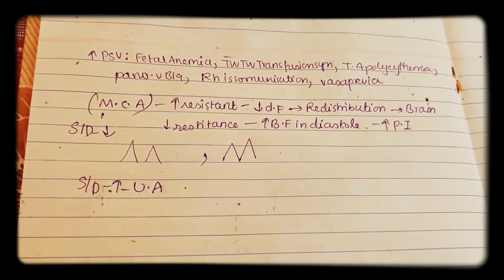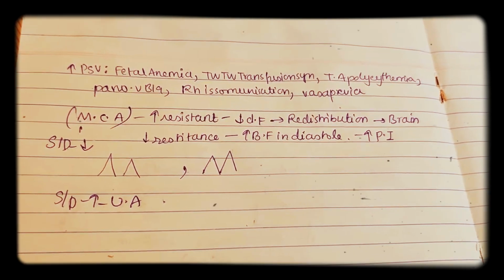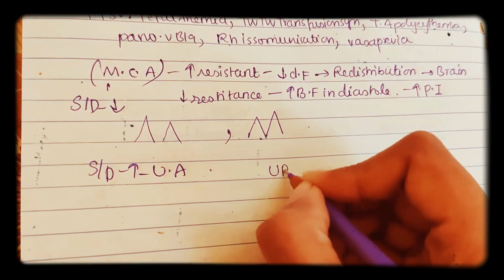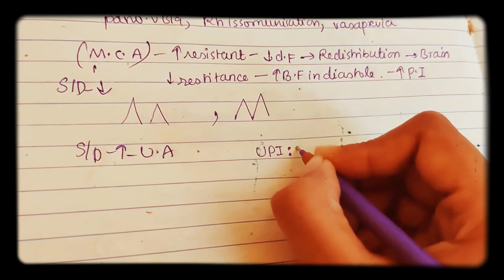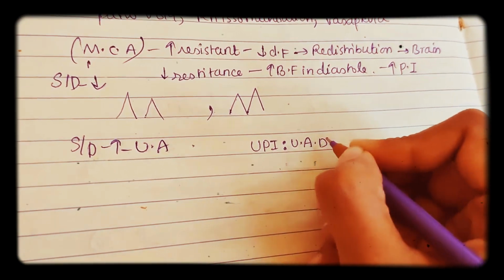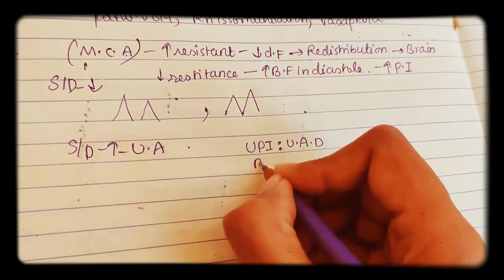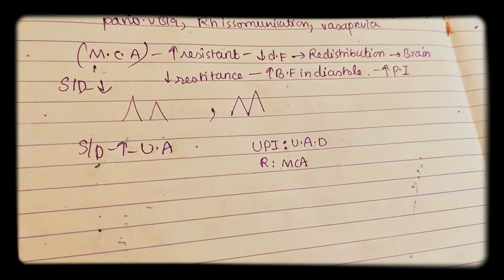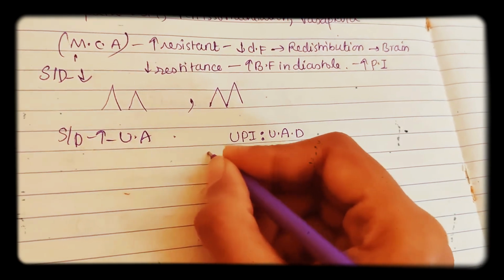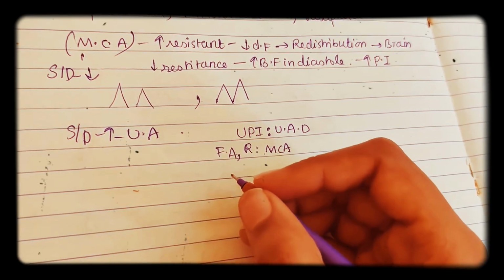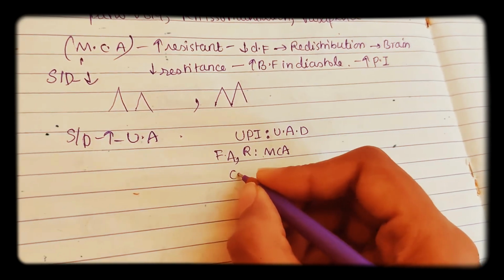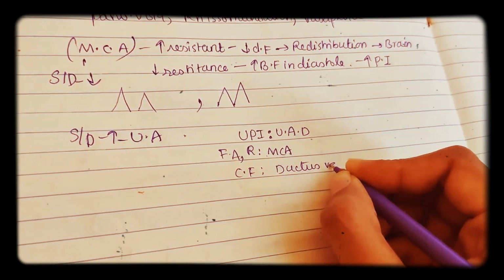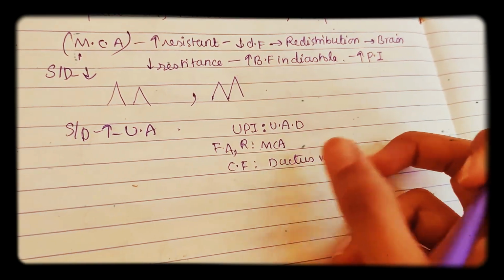Now coming to the Doppler which is preferred for assessing UPI. Now let us see different questions. What Doppler to use for what? For UPI, that is uteroplacental insufficiency, what Doppler will you use? You'll use umbilical artery Doppler. And next, for redistribution, just now I said you use MCA, that is middle cerebral artery Doppler. And for fetal anemia also you will use MCA, middle cerebral artery Doppler. For cardiac failure you use ductus venosus Doppler. Of course we have not discussed this, remember this.